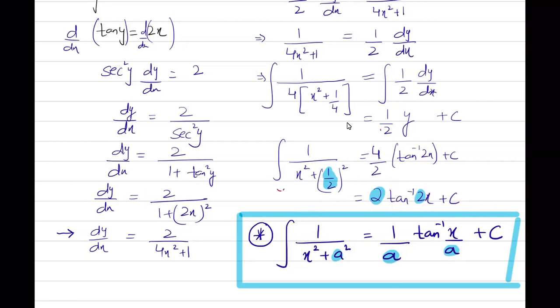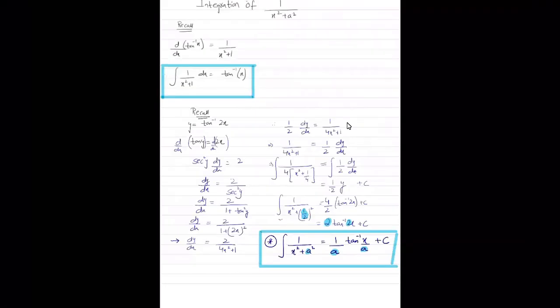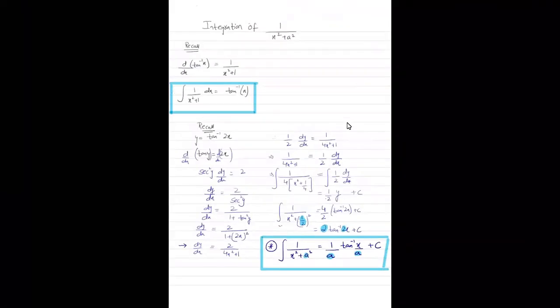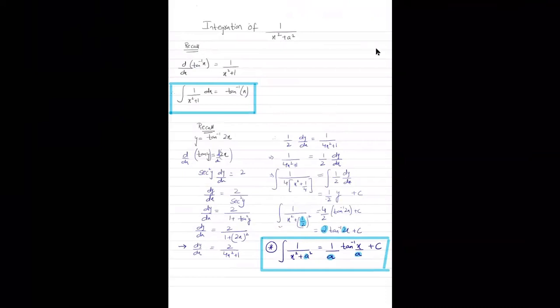Now I just expect you to remember this general rule, that integration of 1 upon x square plus a square is always going to be equal to 1 upon a times tan inverse of x upon a plus c. Okay, I want you to note this down, note the working on this slide down so that I can move on and do some other examples.